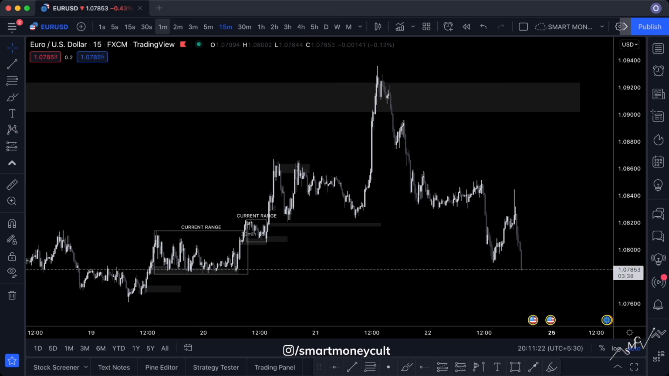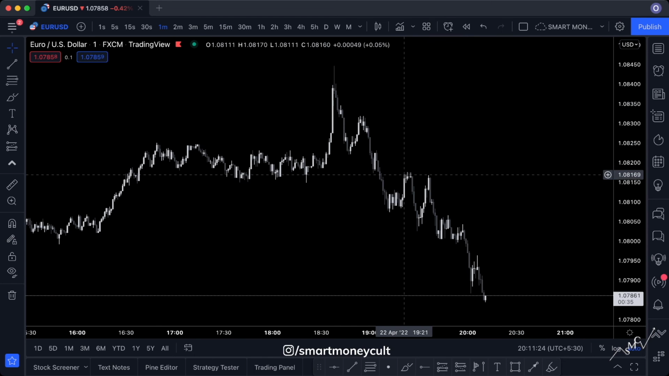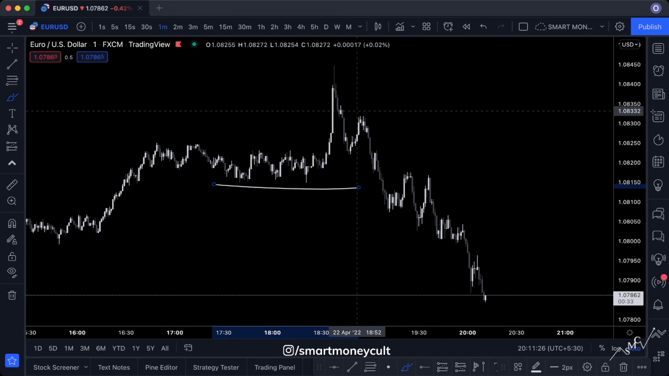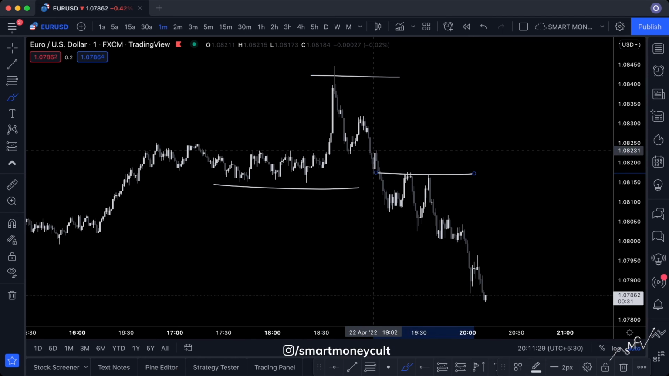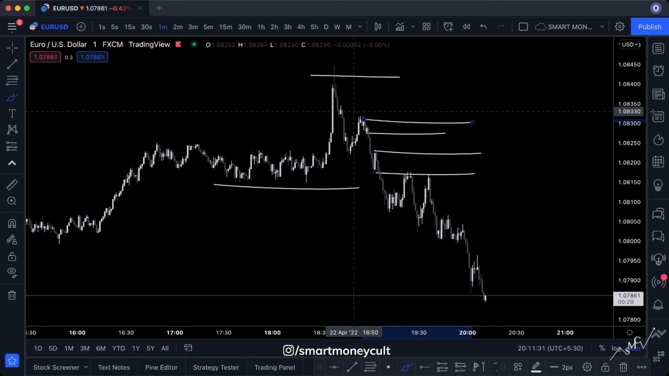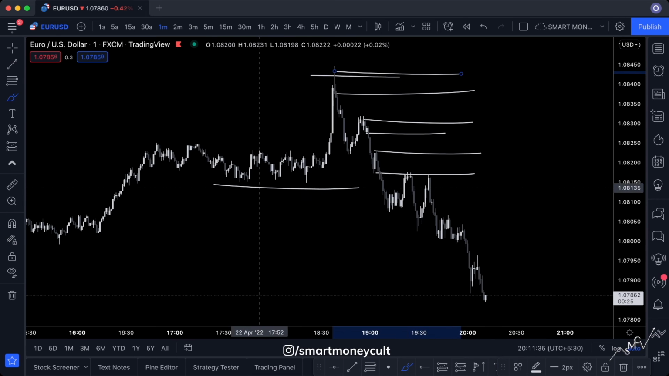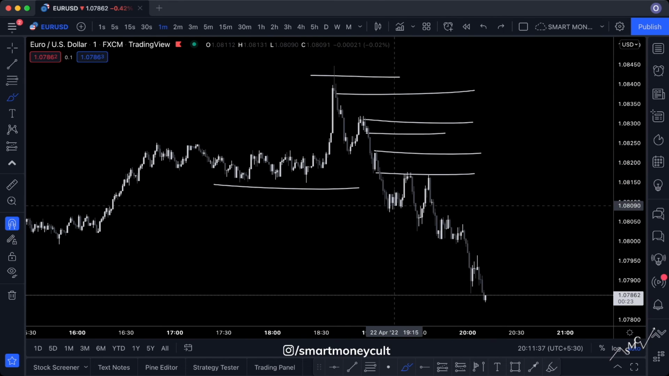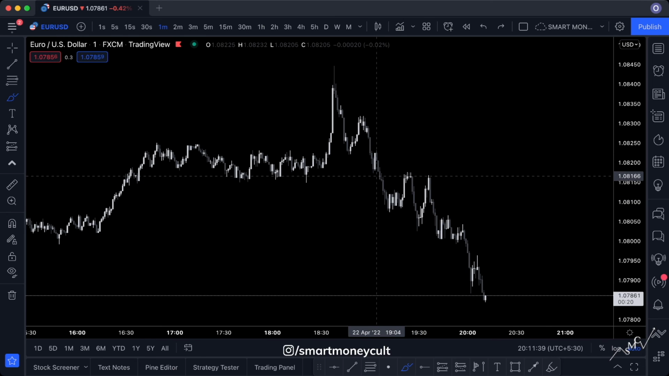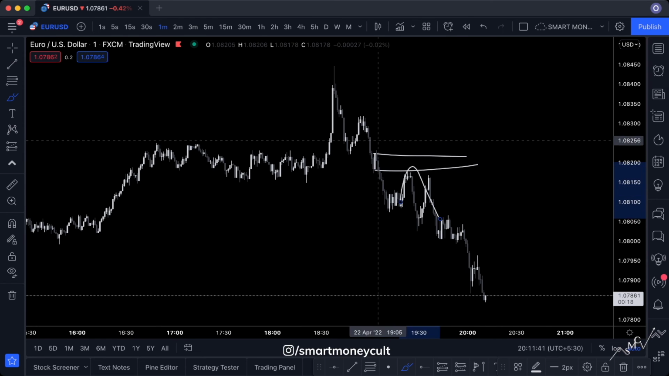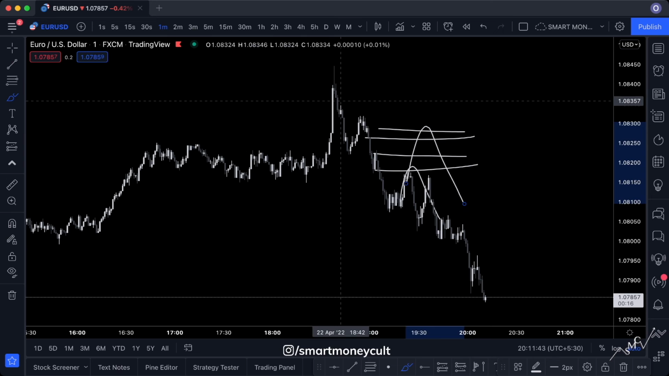Then I jump on the 1 minute. I see, 1 minute operational time frame is huge. So this is my point of interest. This is my point of interest. Then this is my point of interest. Now, once it breaks down this structure and comes back down, I can take it. I'm expecting this.